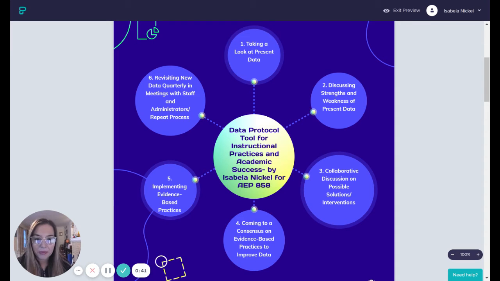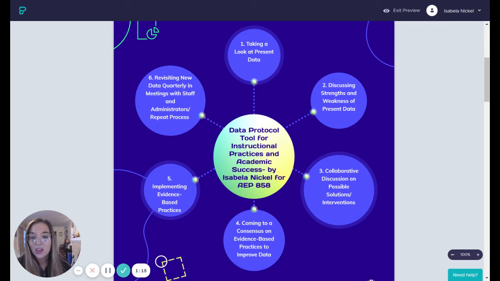And then step three would be the collaborative discussion on possible solutions and interventions. So, thinking of ways that we could instruct students that would be beneficial and show progress through the data. And then step four would be coming to a consensus on evidence based practices to improve data. So, taking a look at successful methods throughout our district or other districts to help improve our data for student success. And then step five would be implementing evidence based practices.